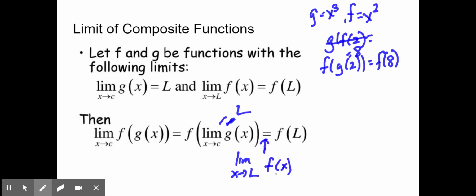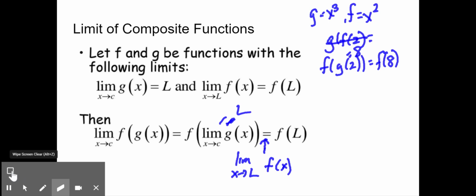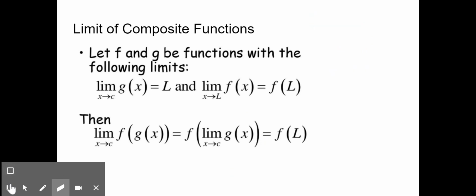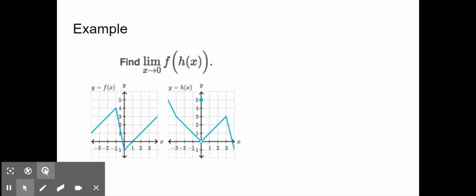All right, so that's really what you're doing here, okay? And then in some cases, you do in fact get f of L. All right. So let's go on, and we'll see a couple of examples of this so that you kind of get the idea. One of them's easier, and one of them's a little bit more complicated. So let's take a look at this.